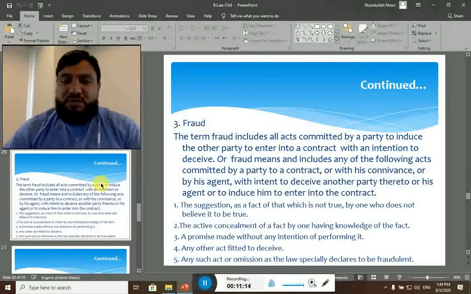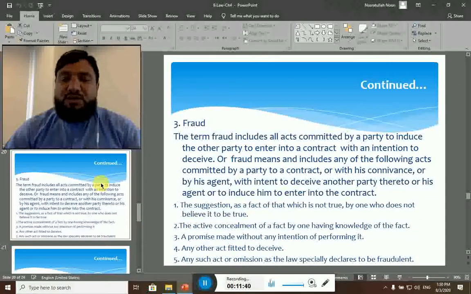For example, a party gives a suggestion to the other party, and the person giving the suggestion knows that this is not true, he believes the suggestion is not true, but even though he gives the suggestion to the other party, due to which the other party comes under the effect of this suggestion and enters into an agreement. The person who has come under the effect of the untrue suggestion, his consent is not free.